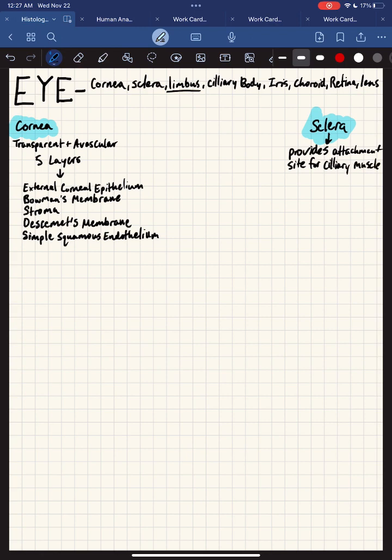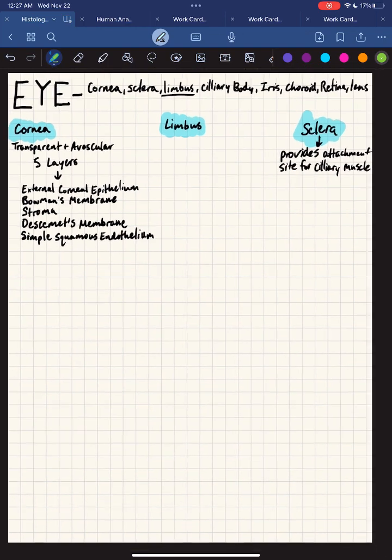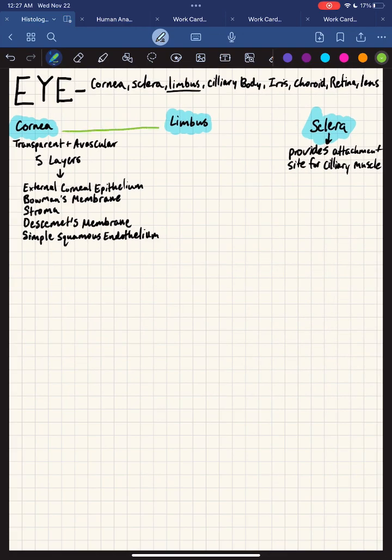Now, in the middle, I'm going to put the limbus. Why? Because the limbus actually is where specifically the cornea and the sclera meet. So I'm going to just draw a line between these. Label this outside to inside real quick.